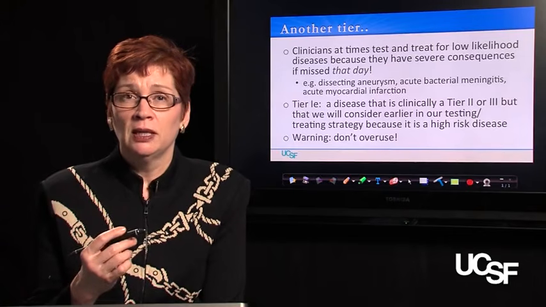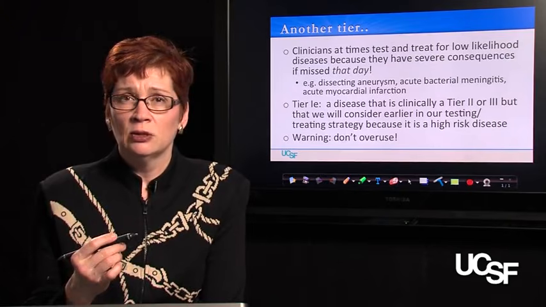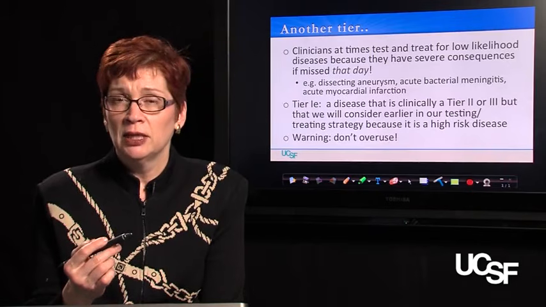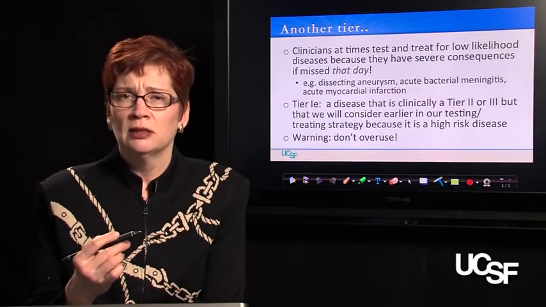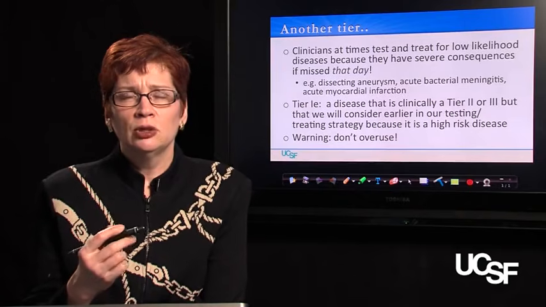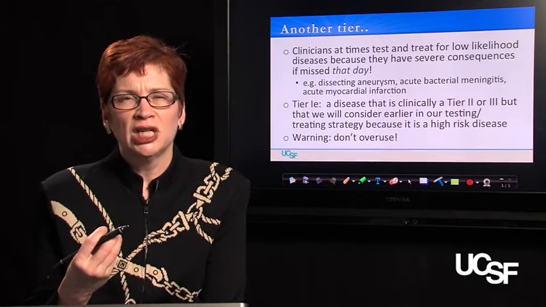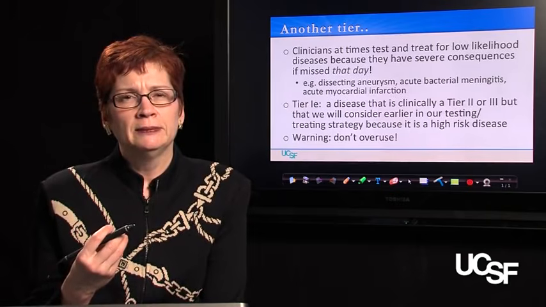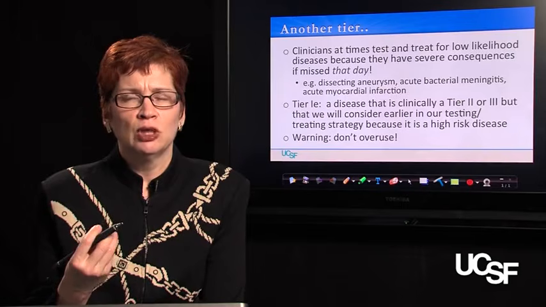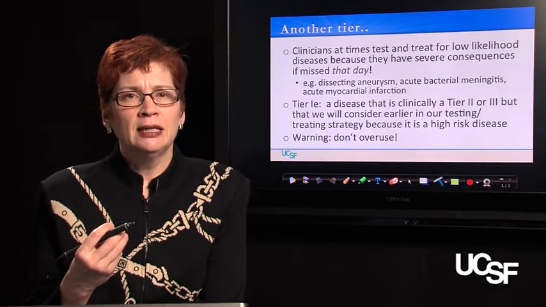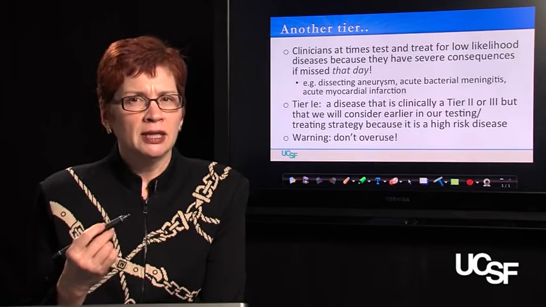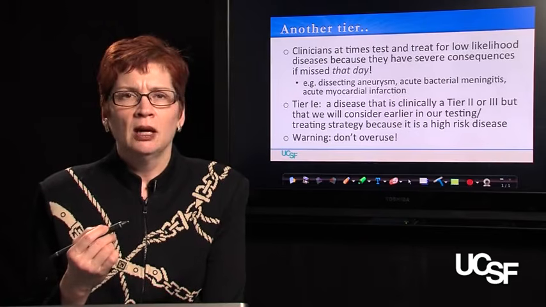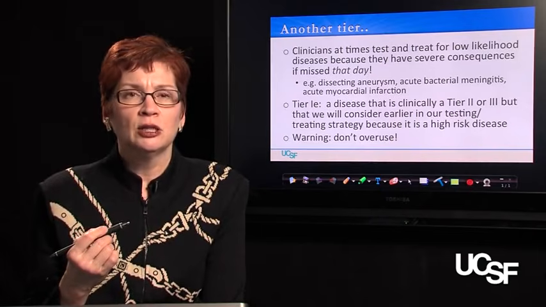So someone coming in with chest pain, I might not think they have a dissecting aneurysm, but if I'm wrong, that's a fatal mistake. Similarly with acute bacterial meningitis in a patient who's got a pretty mild headache, or an acute myocardial infarction in somebody who I think has non-anginal pain. So clinically, as I put together my problem representation, I say, gee, those diseases, dissecting aneurysm, acute bacterial meningitis, clinically would belong in tier 2 or tier 3, but I'm going to put them higher in the list because I want to test and treat for them more expeditiously given the consequences of a misdiagnosis.